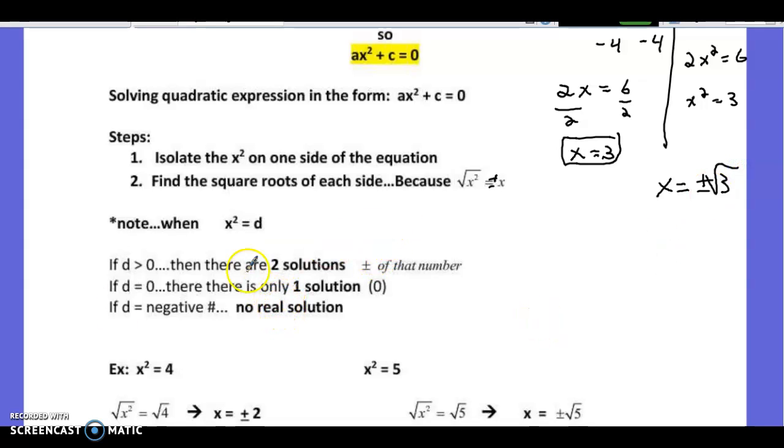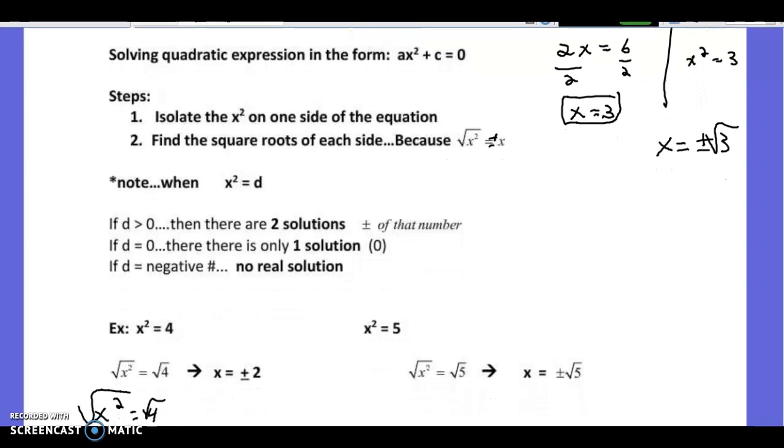All right? If d happens to come out to equal 0, there's only going to be one solution, and that solution is going to be 0. And if d happened to be a negative number, you're going to say there's no real solution, because there's no two negative numbers that are going to multiply out together to equal a negative number. They're always going to be positive.